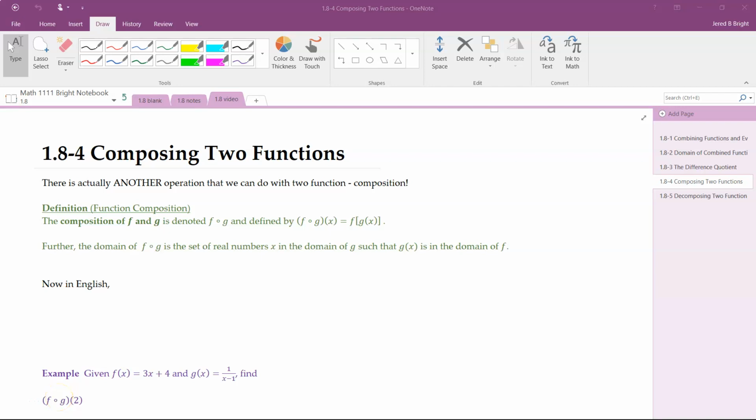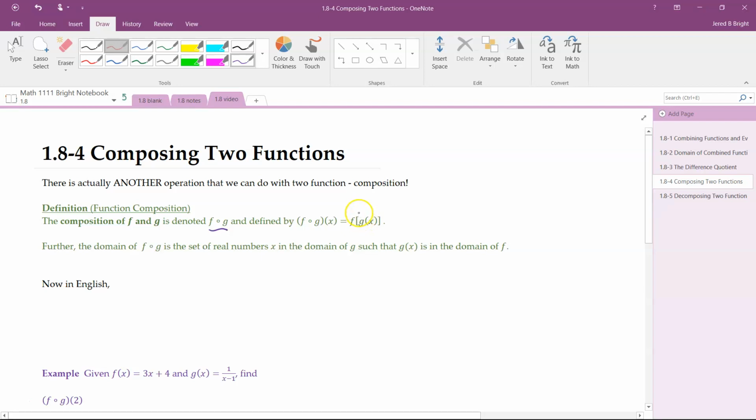We talked about function combination, adding, subtracting, multiplying, and dividing functions, but there's actually another operation we can do with functions, and it's called function composition, or composing two functions. Here's the definition. The composition of f and g is denoted with f open circle g. The notation is a little different than we're used to.